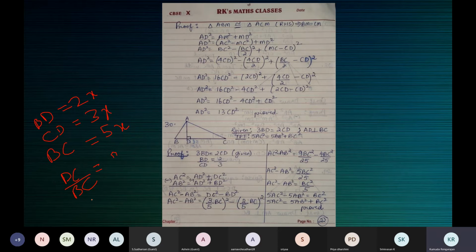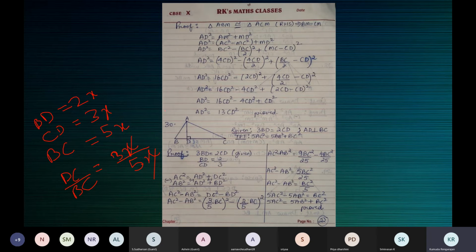So let's find DC by BC. Or you can also find BC by DC. Anything. You want to take away DC and write BC, right? So let us find DC by BC. DC is 3x and BC is 5x. So x and x will get cancelled. So you have 3 by 5.